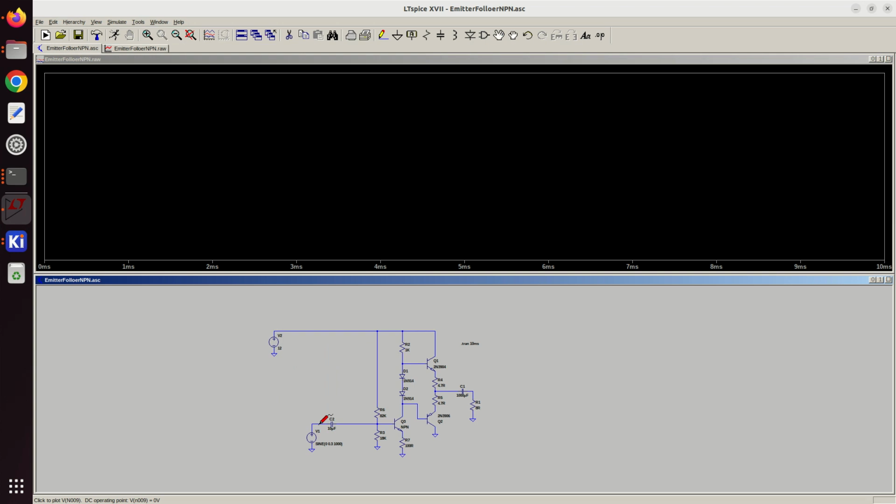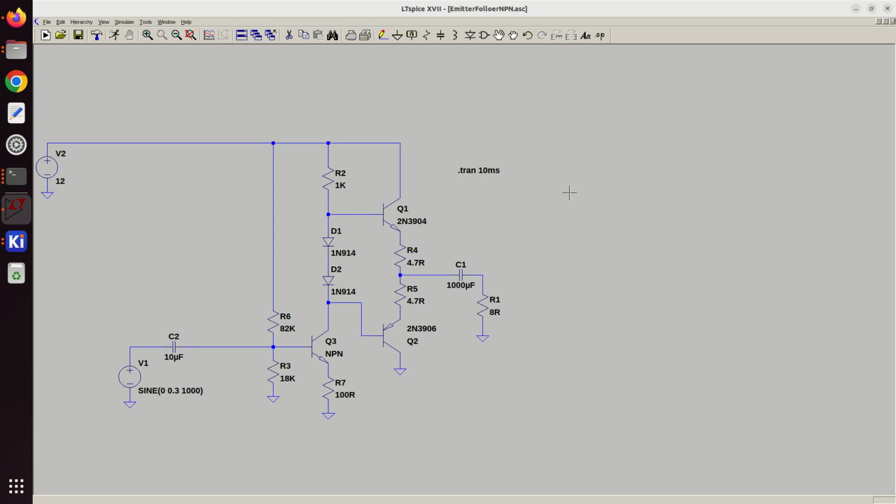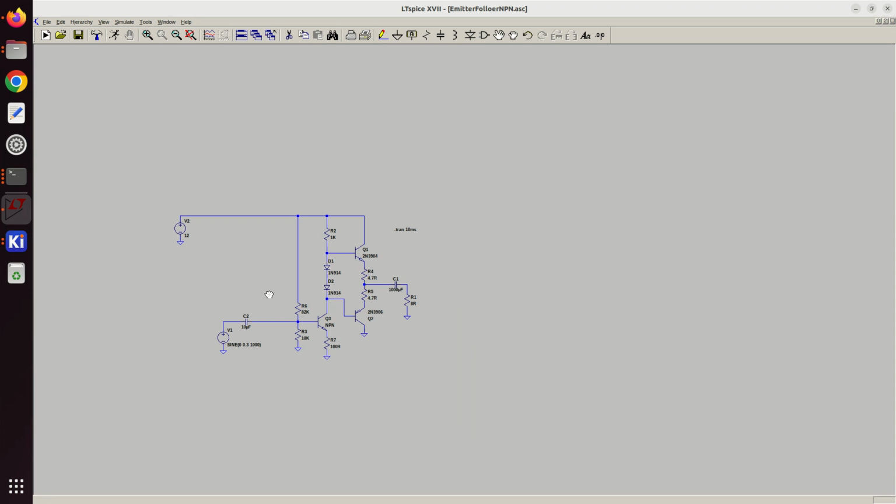Let's run this again and just make sure it's still okay. And that looks good. So we have approximately 2.4 volts peak to peak, and everything looks pretty stable. Okay, so we'll run with that, and then let me move this guy again.